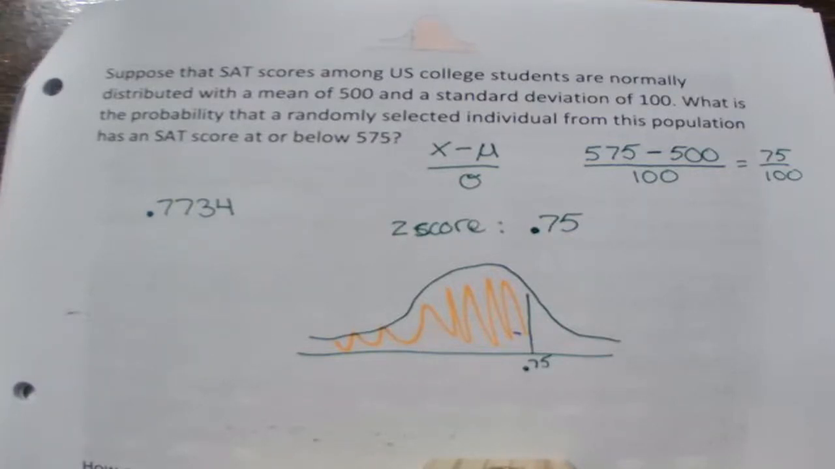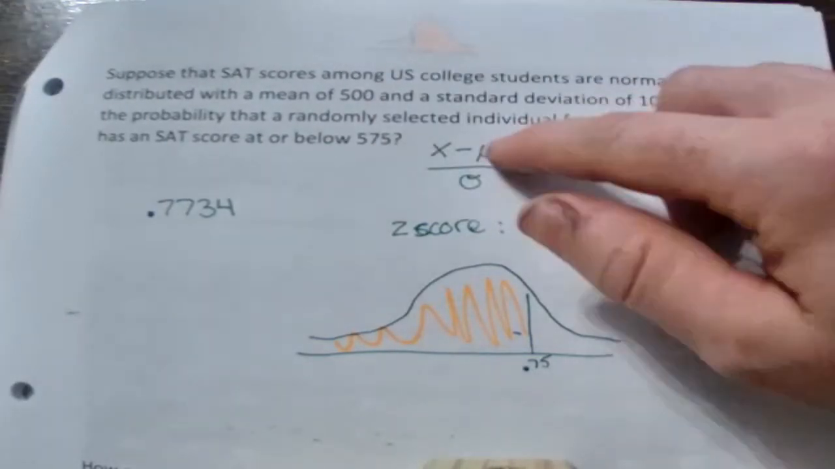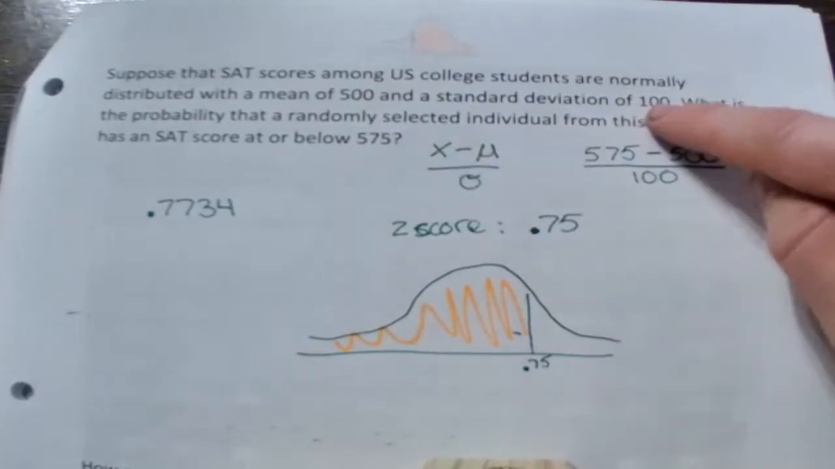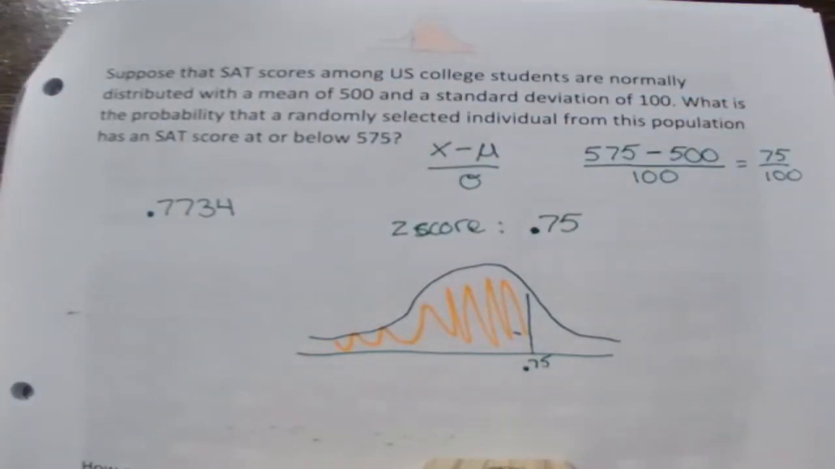So the problem on page 13 that deals with z-scores, it says, suppose the SAT scores among U.S. college students are normally distributed with a mean of 500 and a standard deviation of 100. What is the probability that a randomly selected individual from this population has a SAT score at or below 575? So based on that, first thing you have to do is find the z-score. So the x would be the 575, the mean 500, and the standard deviation would be 100. So that's what I did here.